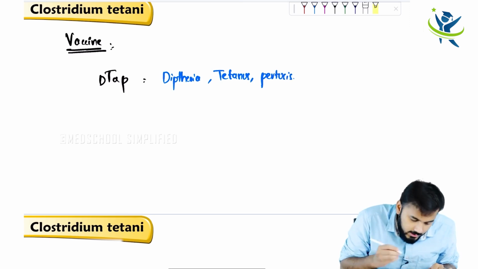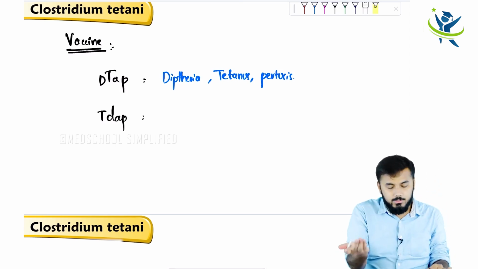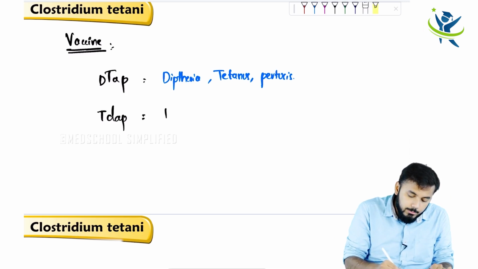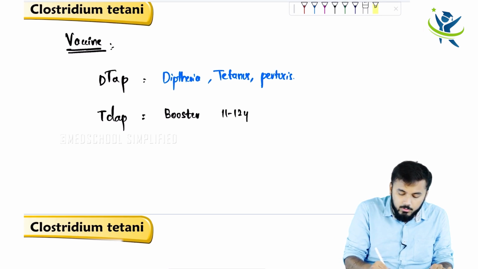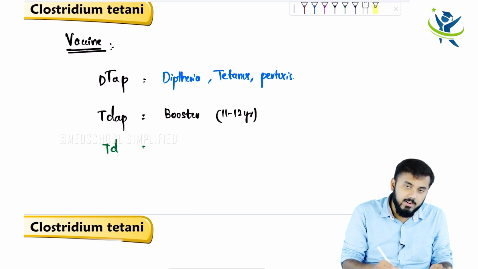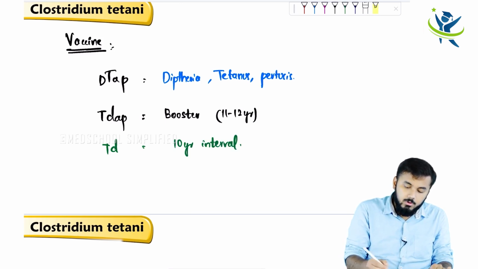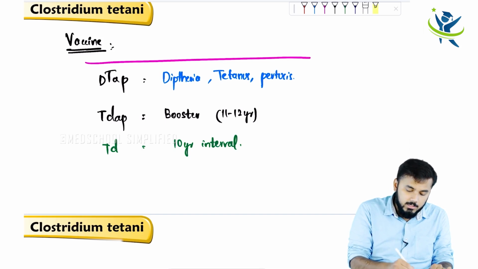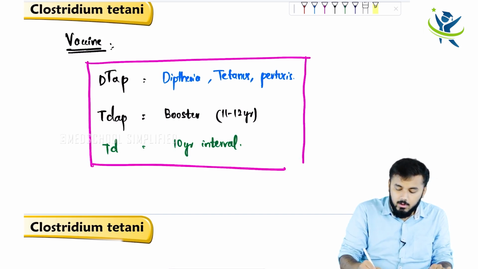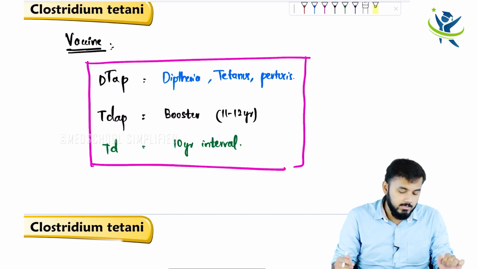After this, the next is Tdap. Tdap is tetanus, diphtheria and pertussis. When do I give this? This is a booster dose I give at 11 to 12 years of age. And the final is the Td vaccine. When do I give this Td vaccine? After every 10 years, right? A 10-year interval. So if a child or a mother is properly vaccinated, then they have fewer chances of getting affected by this disease.